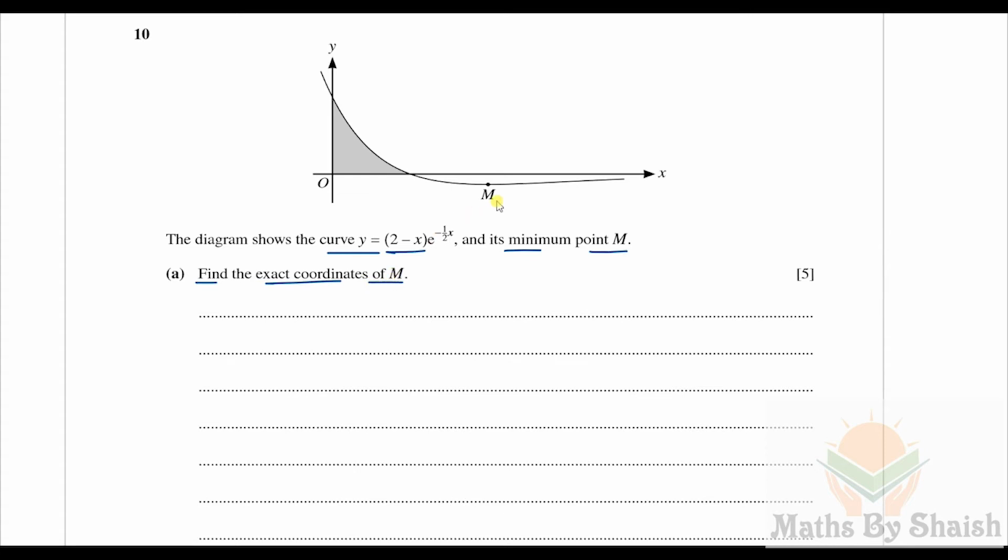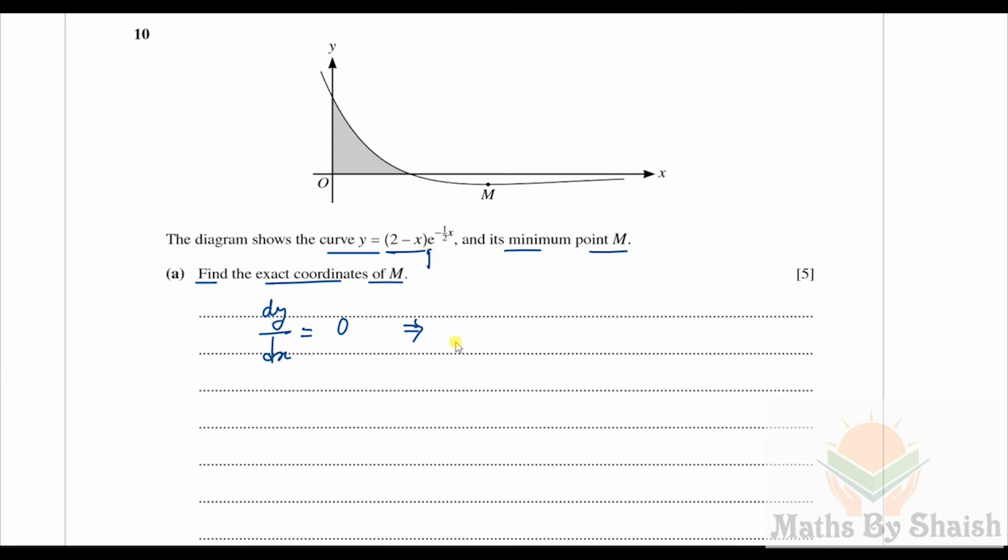So we know that for a maximum or minimum point, dy over dx, that is the derivative of this with respect to x, is 0. So first of all, let's calculate dy over dx, and we can see it is going to be a product of two functions.